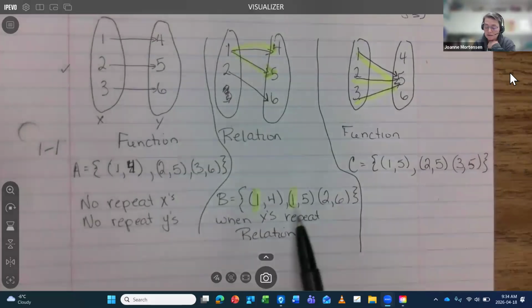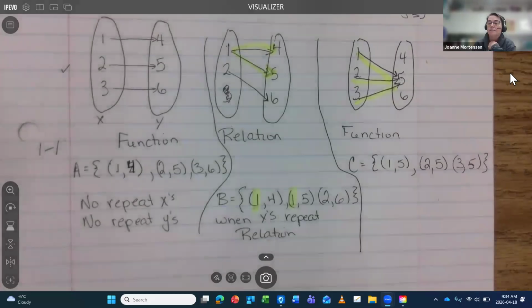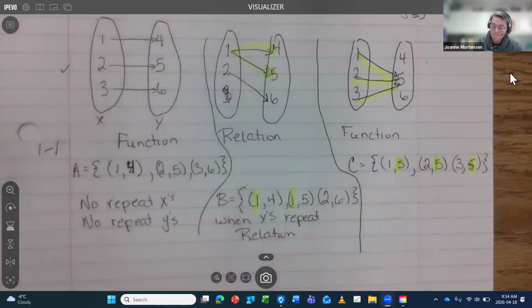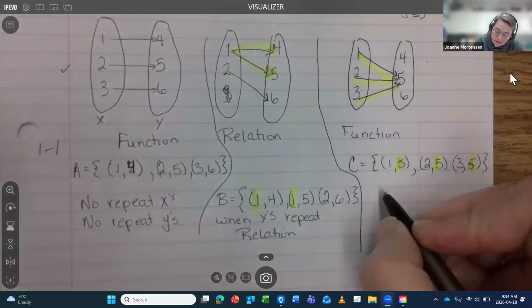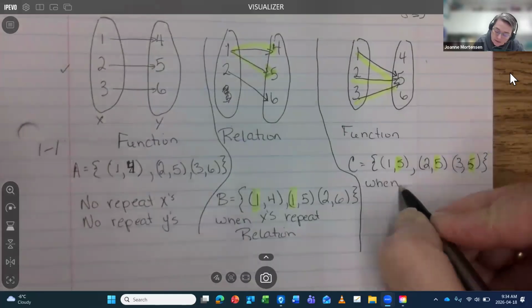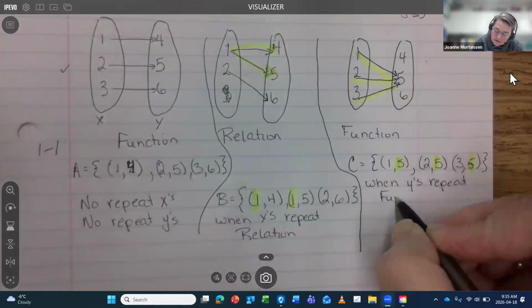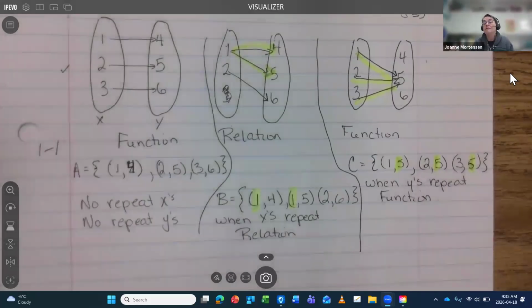Now, how is this one different from this one? Say something. Feel free to shout it at this video screen. Okay, look at the repeats. When Y's repeat, it's a function. It's okay. So there's a very distinct, fussy difference, and I've told you a lot of times about this chapter. It's fussy, so you just have to pay attention and take your time.